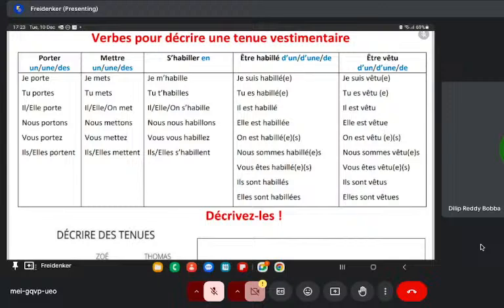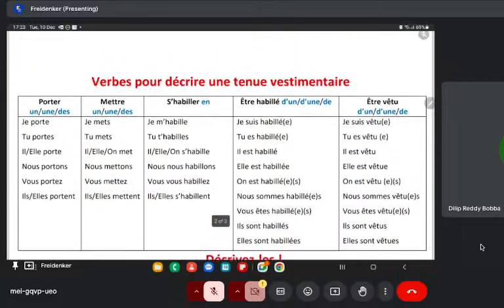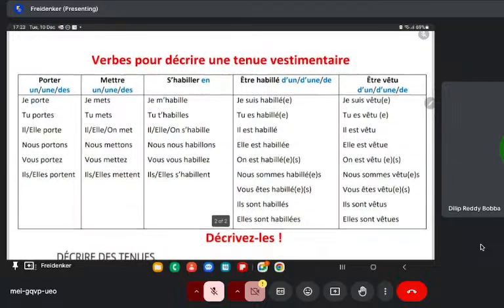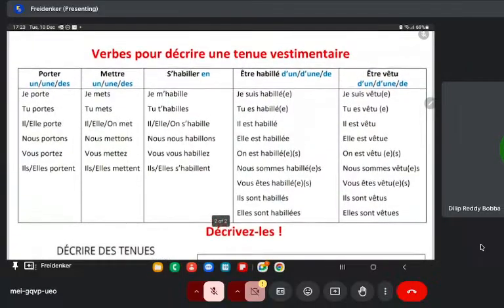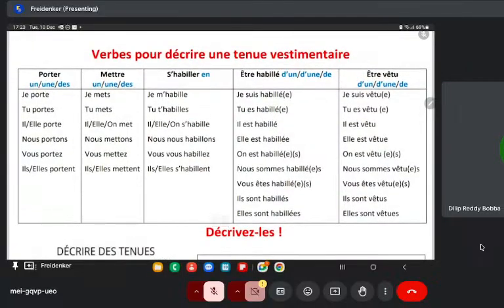So porter is to wear. So je porte means I wear. Porter is wearing. Mettre is to place. S'habiller is to dress oneself. Être habillé is to be dressed, and être vêtu is to be clothed. Essentially, most of them mean the same thing, but if you see any of them, you should not be confused. So if you want to say I wear pants, je porte un pantalon. Or if you want to say you wear a skirt, tu portes une jupe.